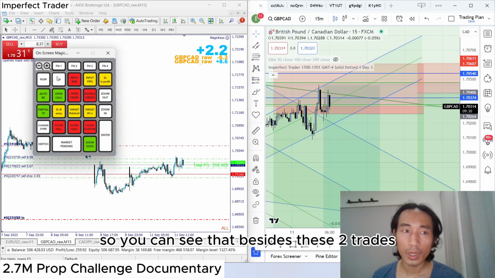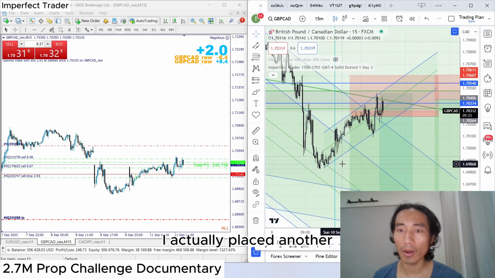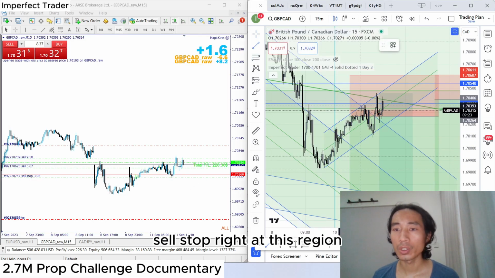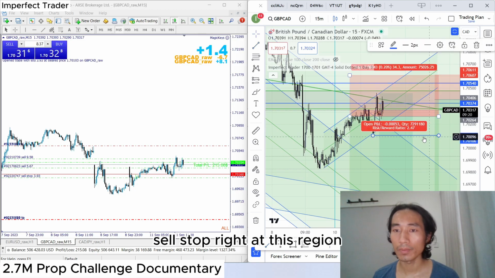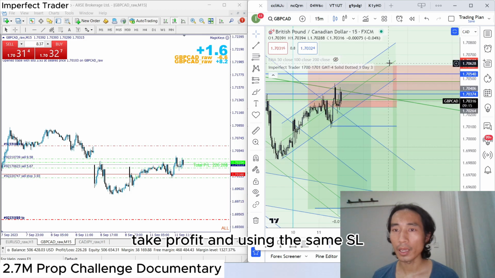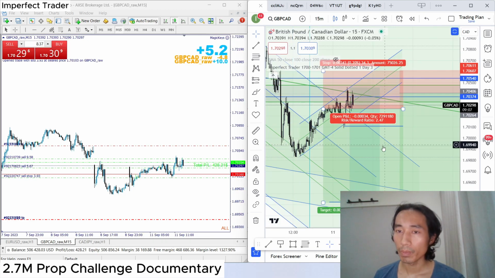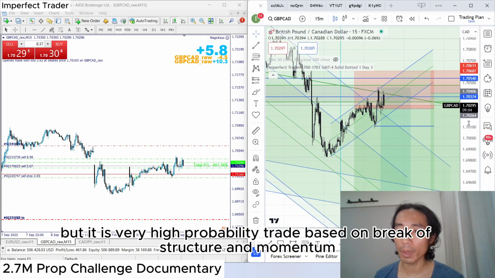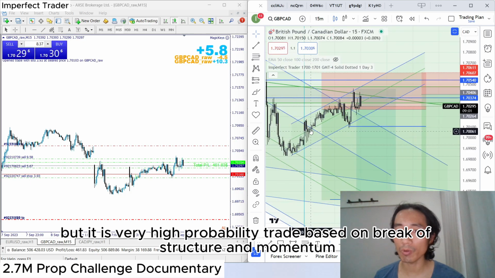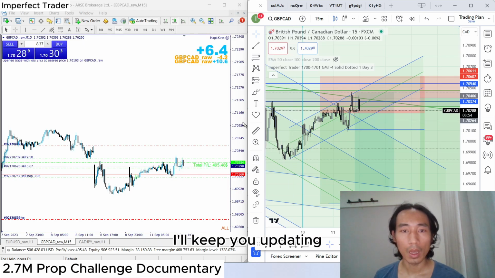Alright YouTube, so you can see that besides the two trades, I actually placed another sell stop right at the region, targeting the same take profit and using the same stop loss. That trade gave me a short, a little bit more than 1 hour, but it is a very high probability trade based on breakout structure and the momentum. So yeah, that's what it is right now. I will keep you updating.